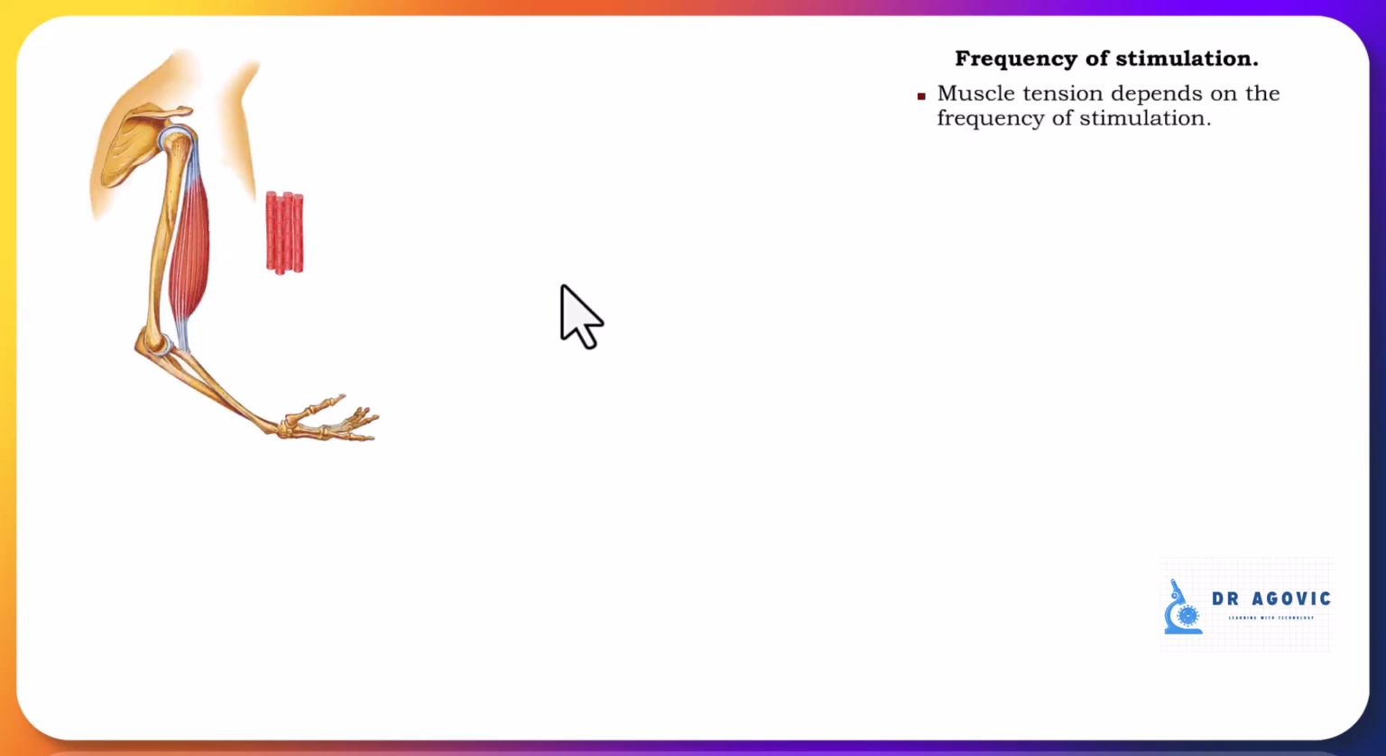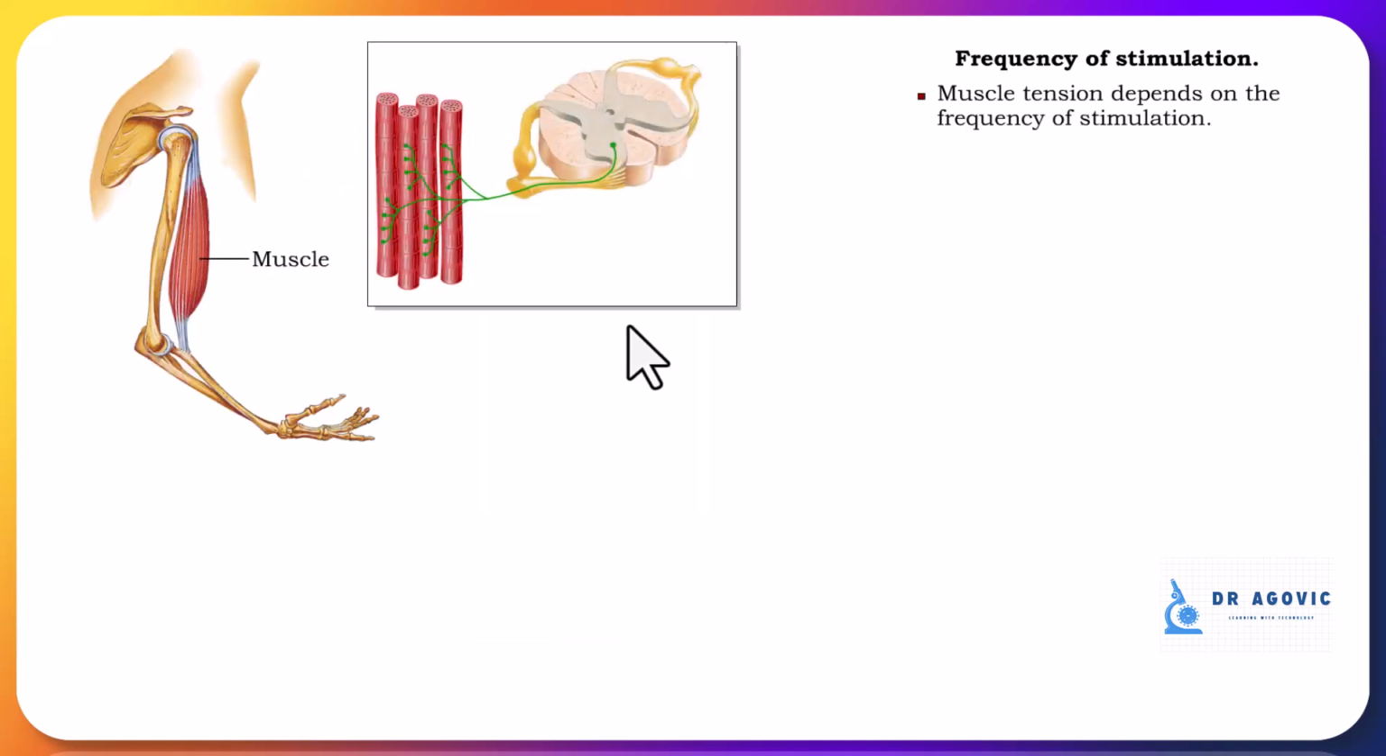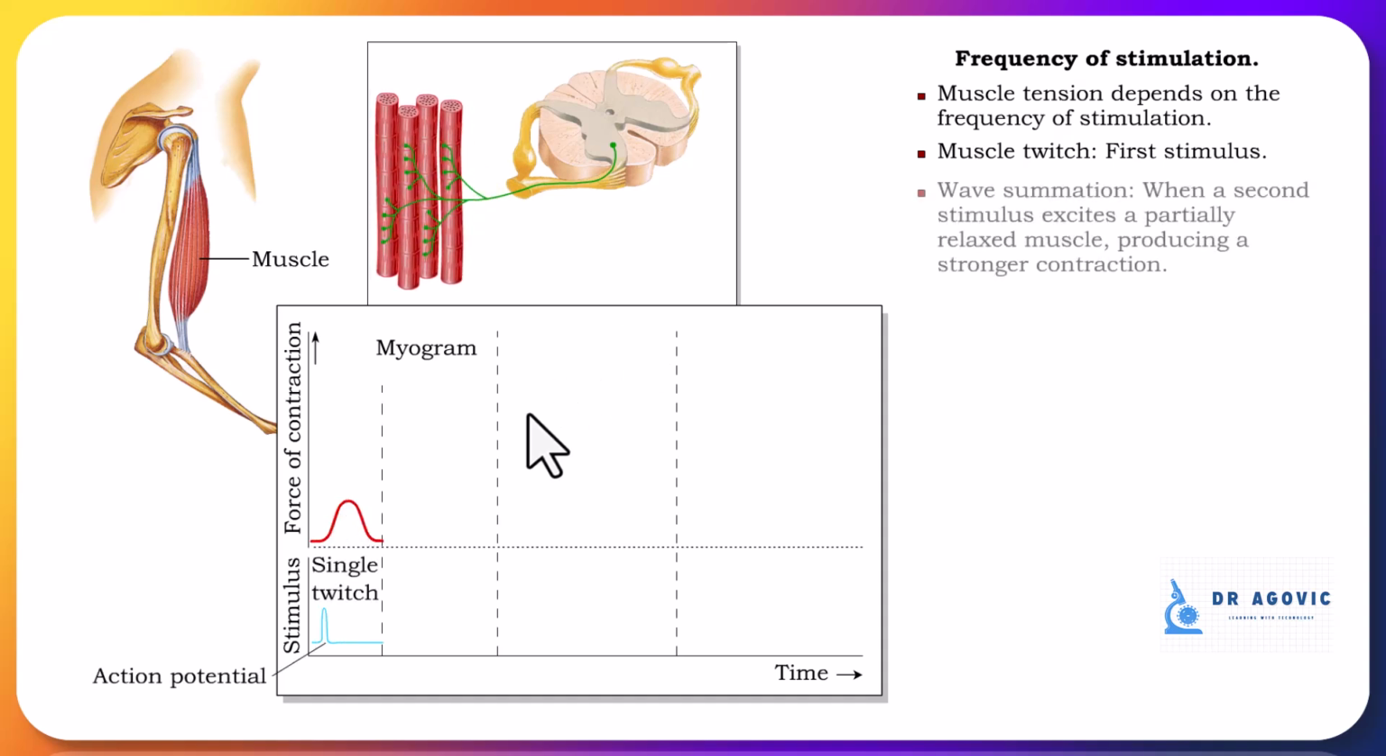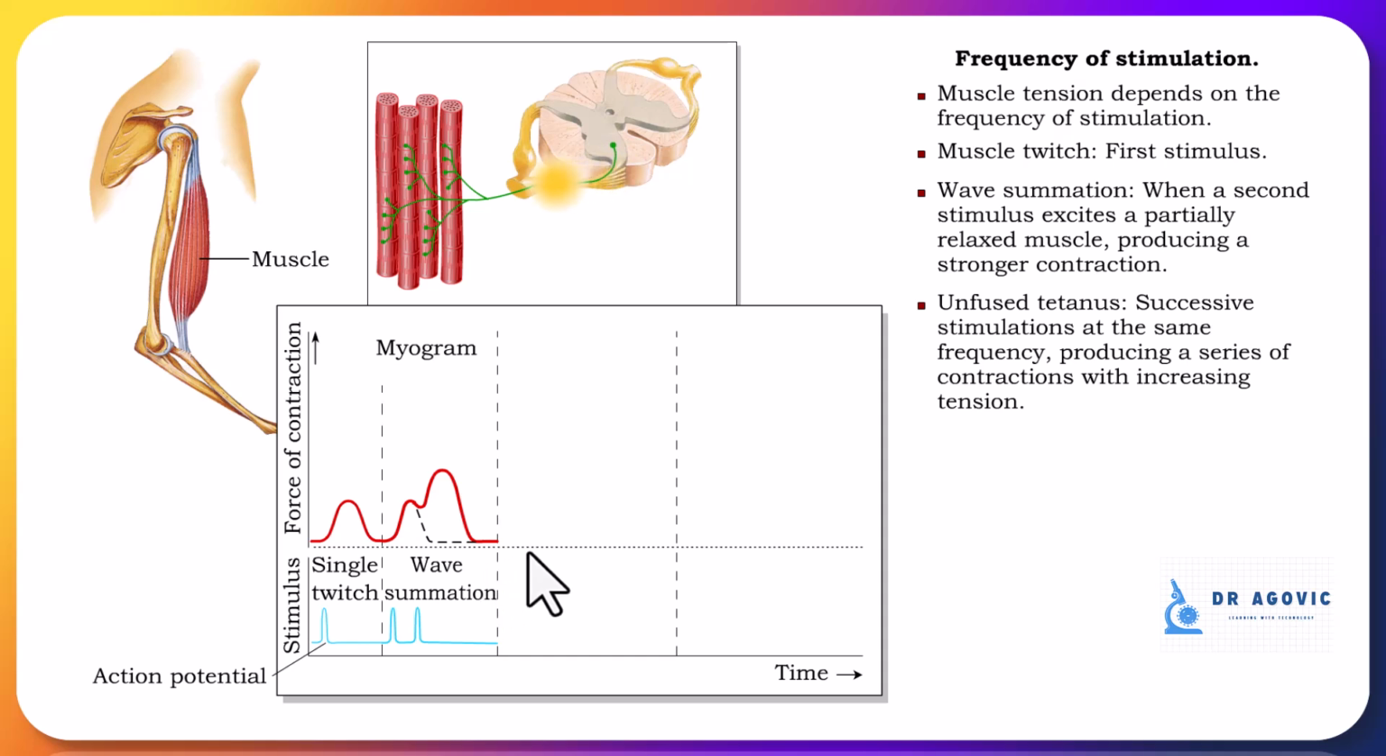The amount of tension generated from muscle contraction depends on the frequency of stimulation. A single stimulus produces a muscle twitch. When a second stimulus is applied before the muscle has time to completely relax from an initial contraction, it exhibits a stronger contraction, and this is called wave summation. Successive stimulation at the same frequency will generate a series of contractions which increase tension.